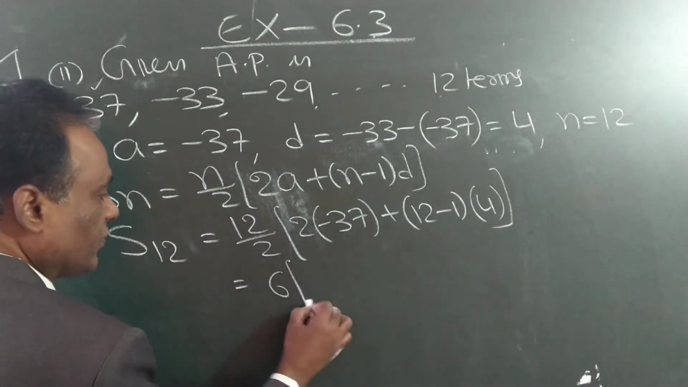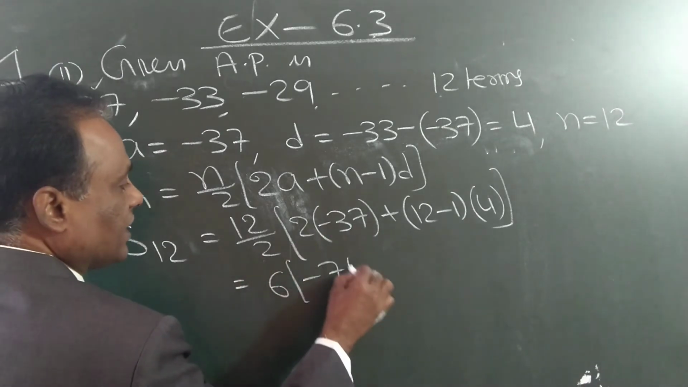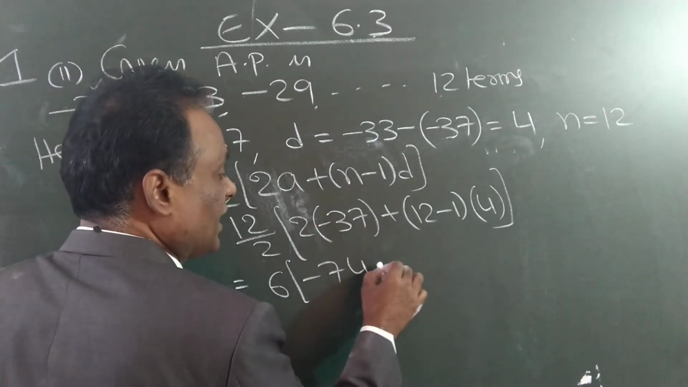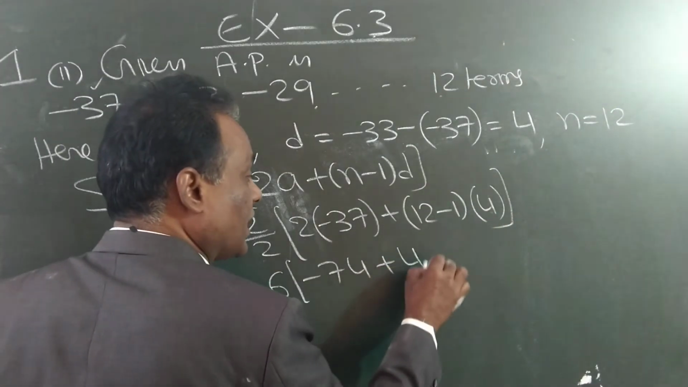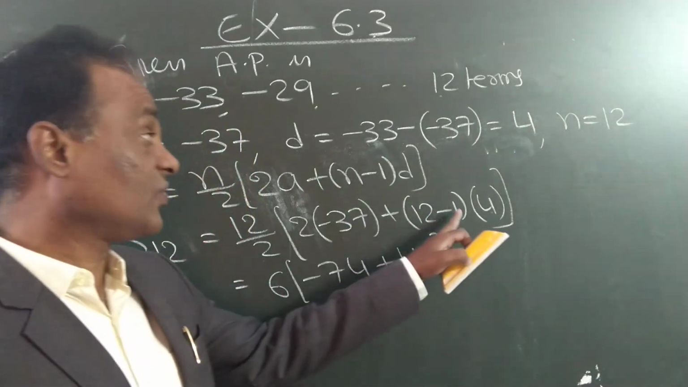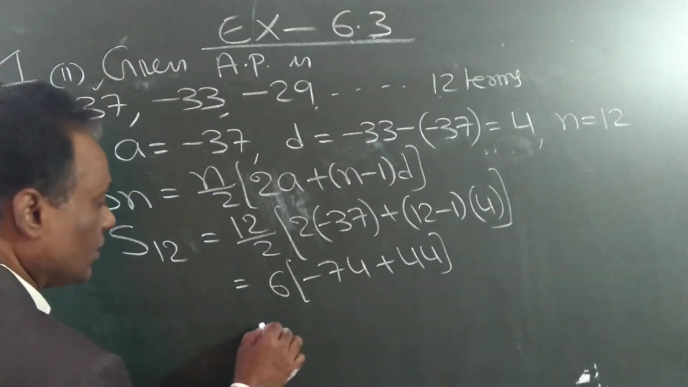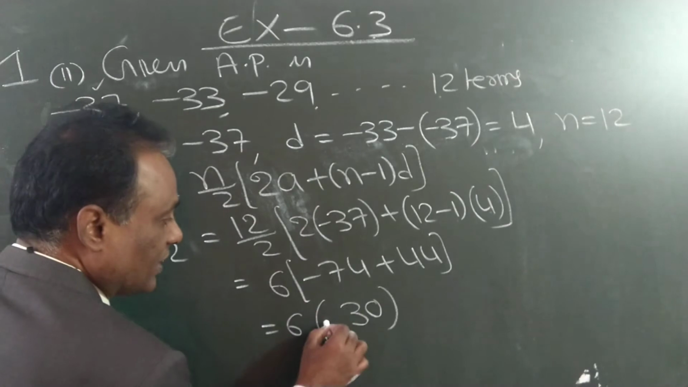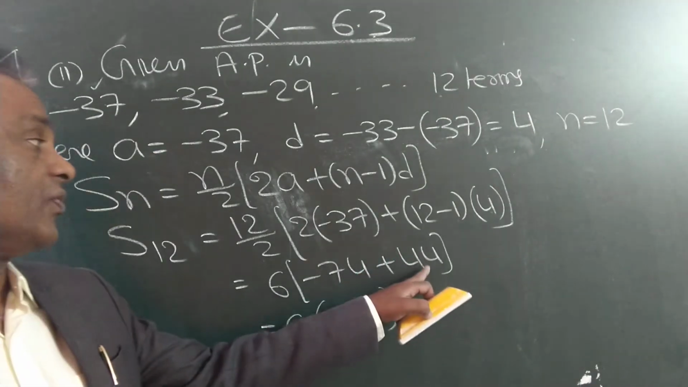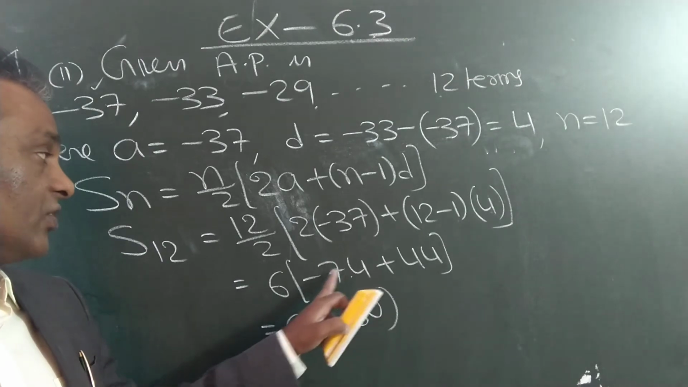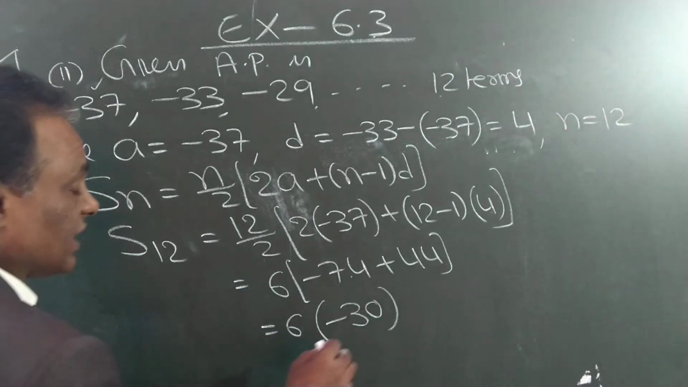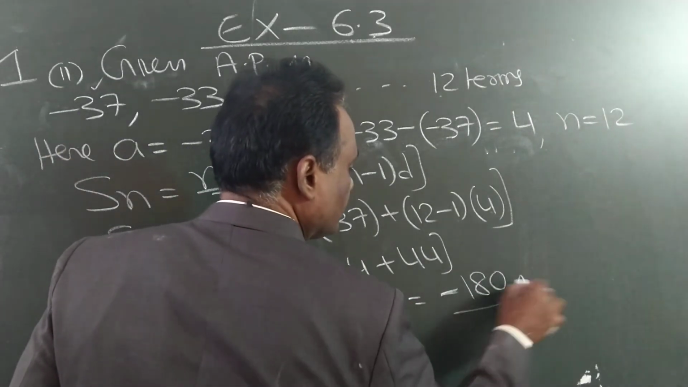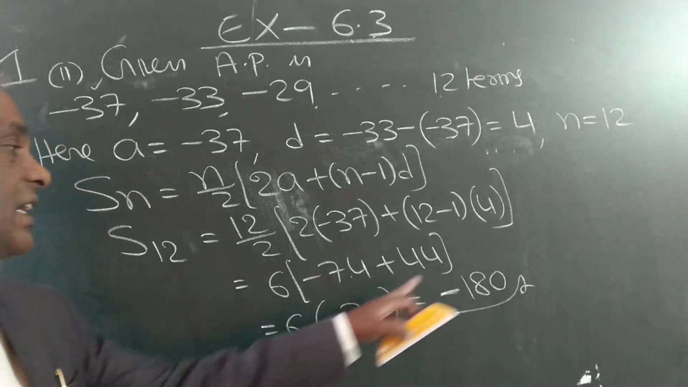12 by 2 is 6. 2 into minus 37 is minus 74. 12 minus 1 is 11. 11 into 4 is 44. So 6 into 74 minus 44. Minus 74 is greater, so the sign is minus, and the difference is 30. So the answer is 6 into minus 30, which is minus 180.